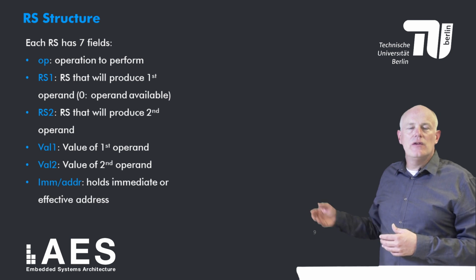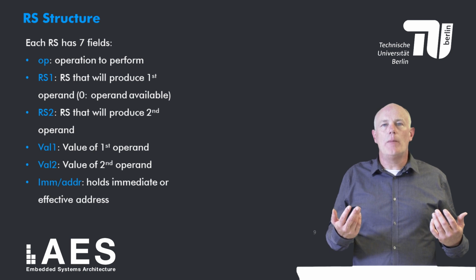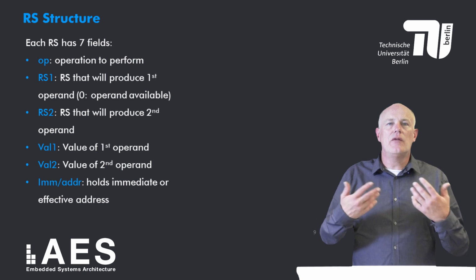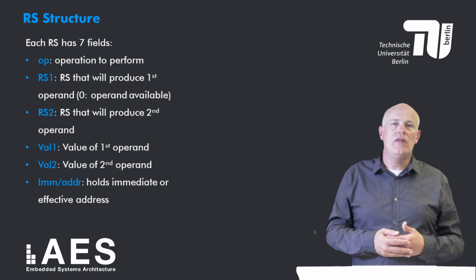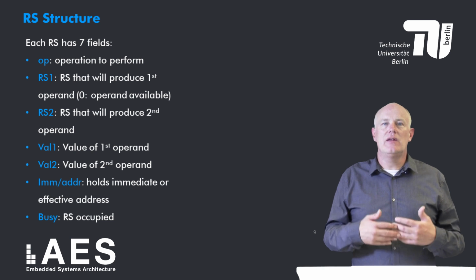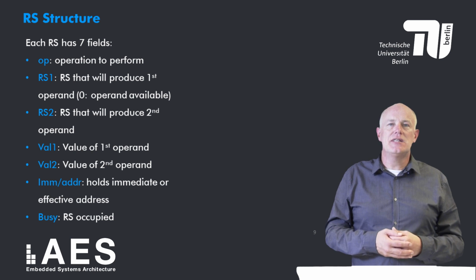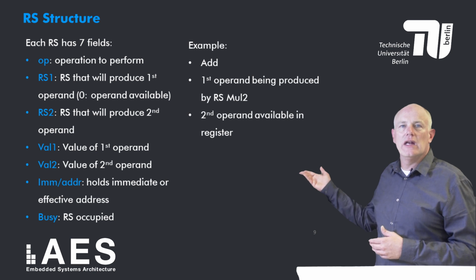The 6th field contains an immediate or address. If the instruction has an immediate operand, it is stored here, and after address calculation, loads and stores store the effective address in this field. Finally, there is a 1-bit busy field that indicates if the reservation station is occupied or free. An example to make this more concrete.